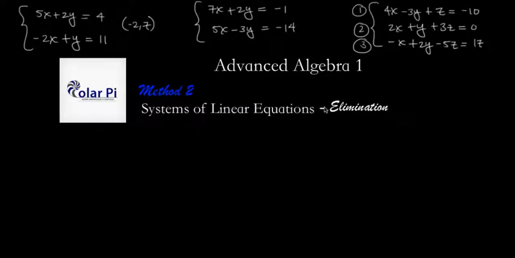Now, as the name says, the whole purpose of this method is to pair the two equations, which is to add them or to subtract them, and in doing so, eliminate one of the two variables. So either eliminate the x's or eliminate the y's by adding them or subtracting them. And by them, I mean the two equations.